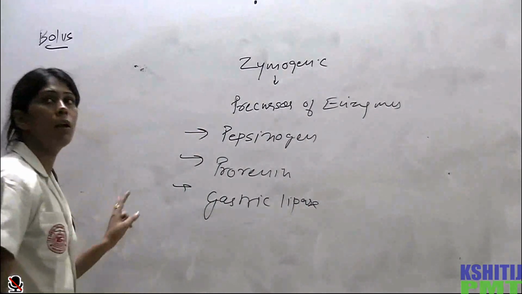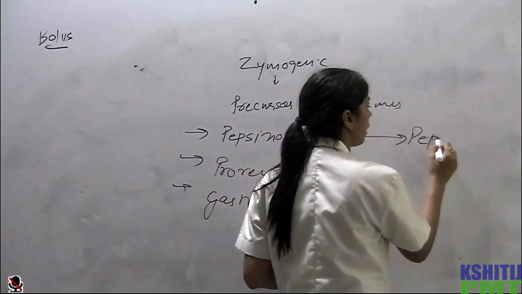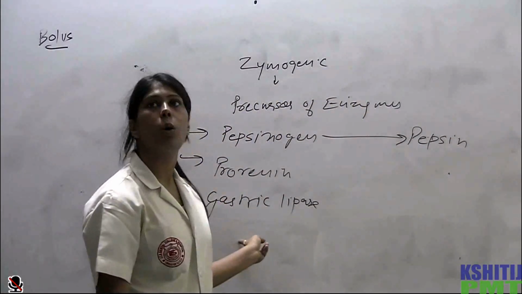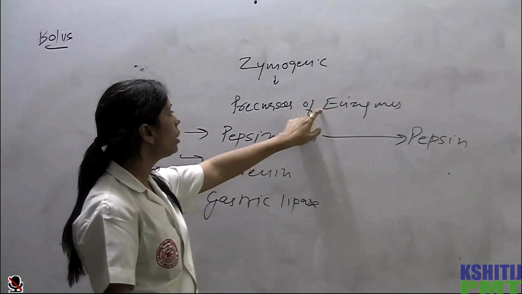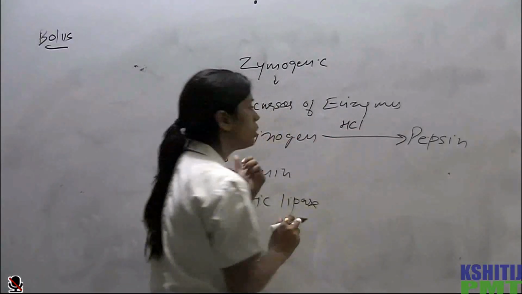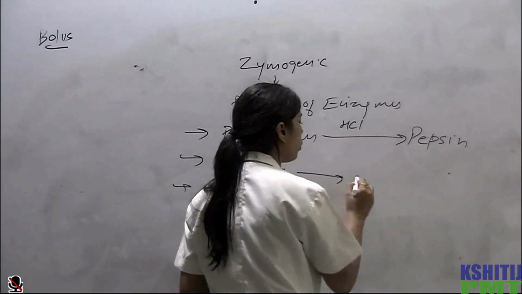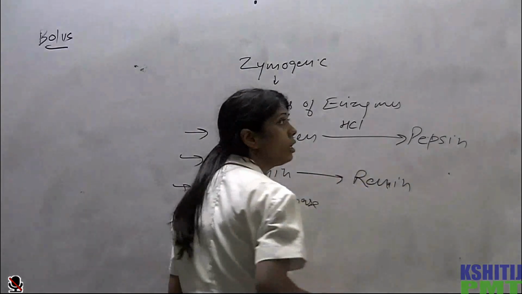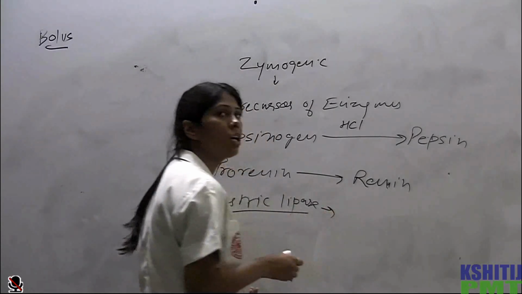Now here pepsinogen converts into pepsin. These three are precursors or inactive forms, which will convert into active form with the help of HCl. So pepsinogen is converted to pepsin with the help of HCl. Chloramine is converted into rennet, again with the help of HCl only.